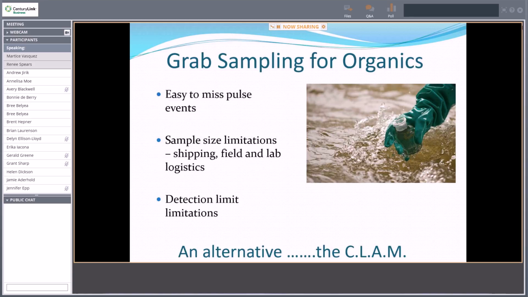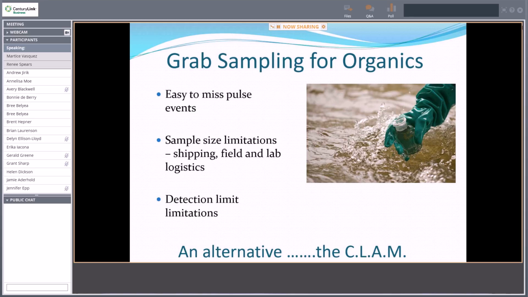And so usually in traditional water quality monitoring programs, organic constituents, including pesticides, are usually collected using a grab sampling approach. And one of the issues with this approach is that it's easy to miss pulse events. So depending on when you're out sampling and when some of these pesticides may be coming through, if you're not out there at the right place and right time, you may miss it. Or maybe the levels are at such low levels that you may not be able to detect them using the grab sampling approach.